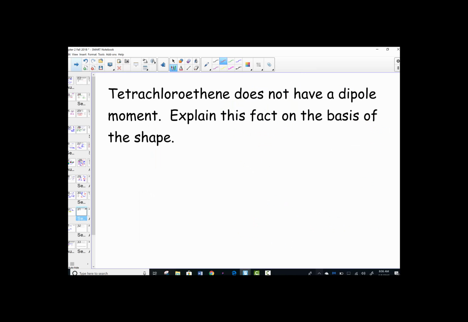It says tetrachloroethene. Now remember, ene means a double bond. Eth means that there are 2 carbons. Tetra means 4. Chloro is chlorine. So 4 chlorines on an ethene molecule. Tetrachloroethene. Just to remind ourselves, this carbon and this carbon both have sp2 hybridization, right?